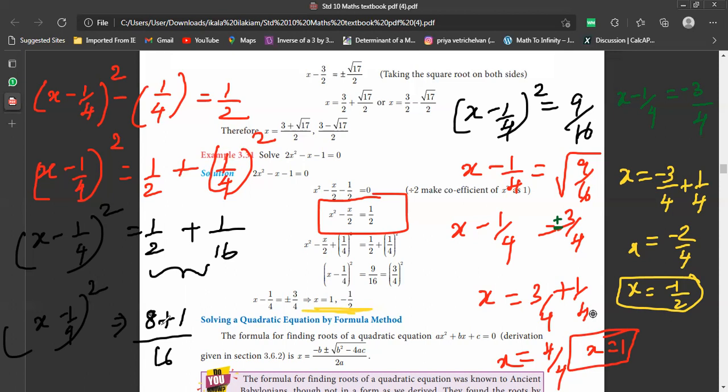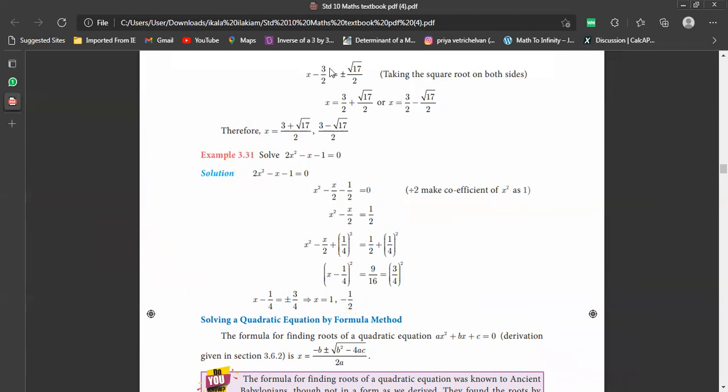Shall I erase it? Yeah. I hope it is clear.